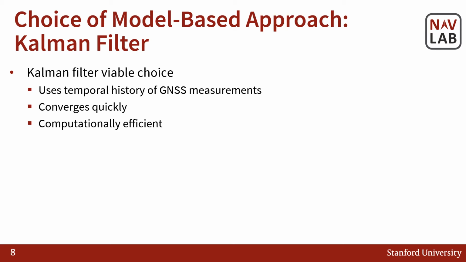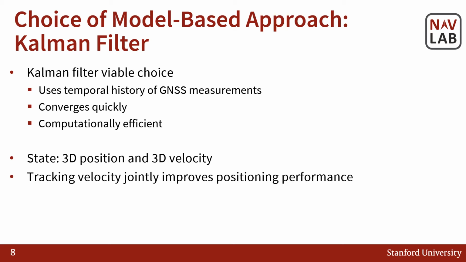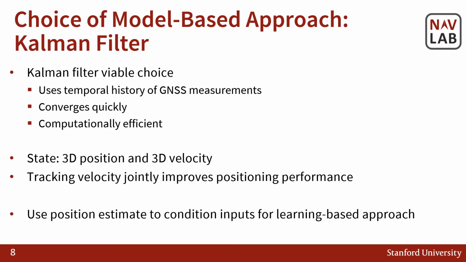The choice of model-based approach in our work is the Kalman filter. This is because it uses the temporal history of GNSS measurements, converges quickly, and is also computationally efficient compared to other filtering methods. For our state, we choose to track both the 3D position and the 3D velocity. Tracking velocity jointly in the state space improves positioning performance. Finally, we use the estimated position to condition the inputs for a learning-based approach.